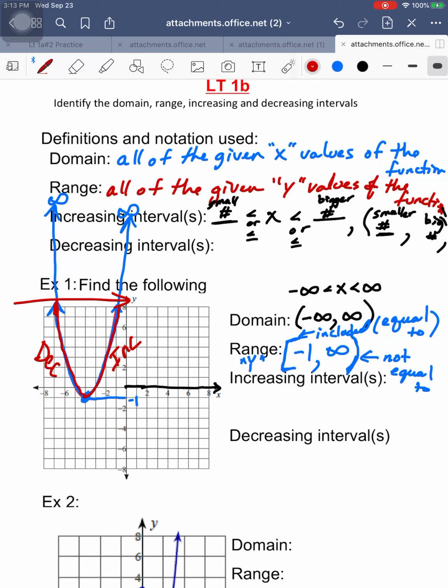This increasing interval, where does the graph start increasing? Starts right here at, I believe that's -4. The x value is -4. I don't care about the y value, it's only x values. Starts increasing at -4, you can either have a bracket or a parenthesis, doesn't matter to me.